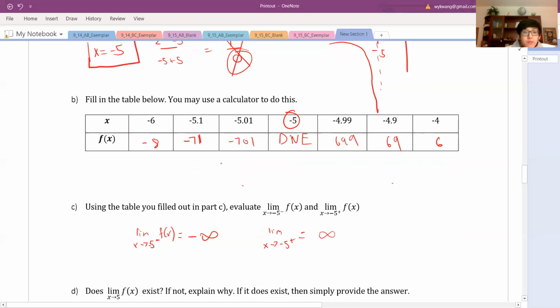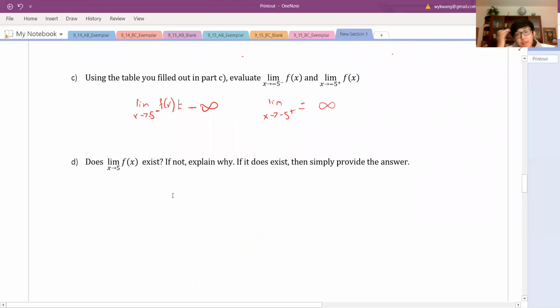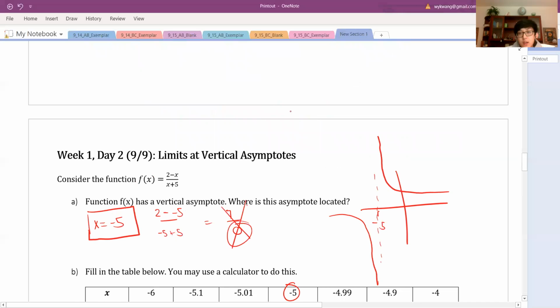Okay, cool. Does the limit of f of x exist? If not, explain why. If it does exist, then simply provide an answer. Well, it's clear that it doesn't exist because, remember, it's a two-sided limit. So this is asking us about a two-sided limit. The limit as x approaches -5 from the left of f of x does not equal the limit as x approaches -5 from the right. So from the left and from the right, they are not equal. One goes to -infinity, one goes to infinity. You can clearly see that over here. One goes way up, one goes way down.